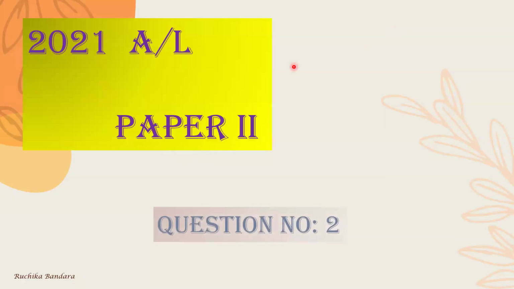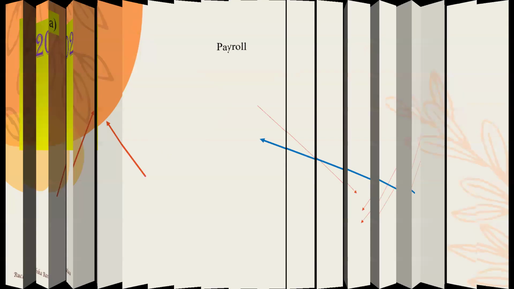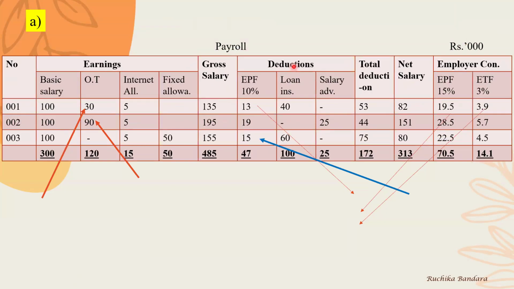2021 A-Level Paper 2, question number 2, which is a compulsory question for your syllabus. Part A, they are asking you to prepare the payroll for the month of May 2021, and the salaries control account for the month of May 2021. First, we have to draw the payroll or the pay sheet by looking at the question. So here, these columns we have to decide according to the question.